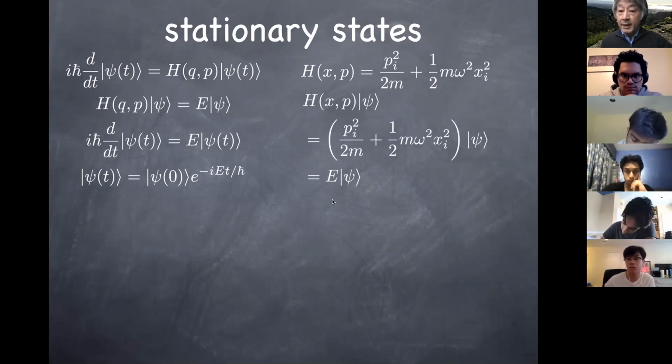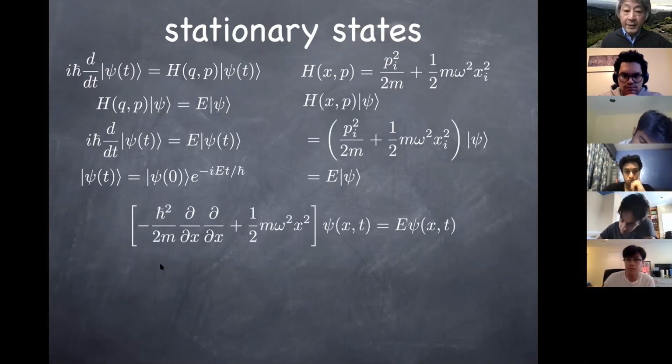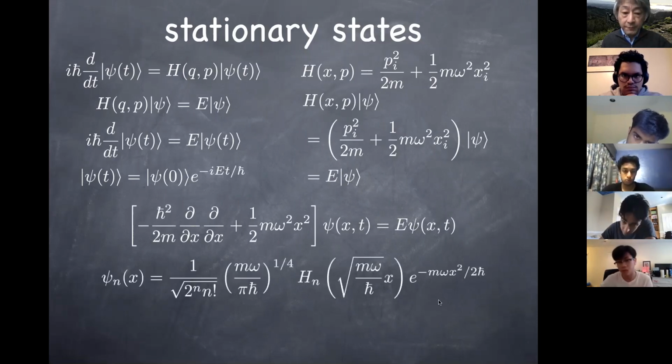And that's ħω times (n + 1/2). So you know the eigenvalues. And so you then solve this Schrödinger equation in coordinate space, which is this ordinary differential equation with respect to x, because the time derivative part is now given by this eigenvalue E. So that's the equation you want to solve.